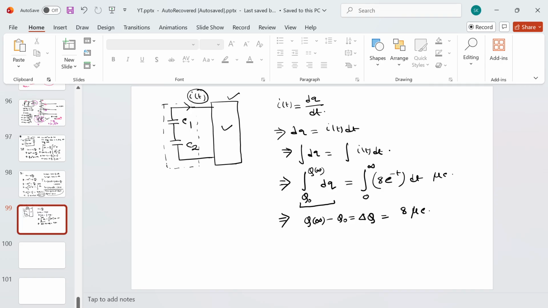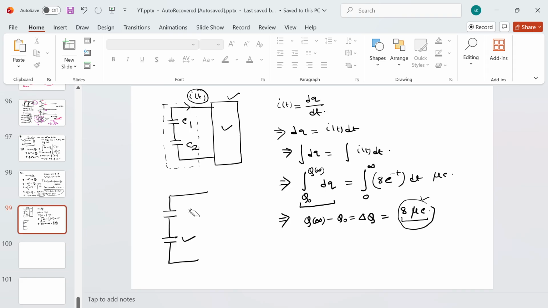So this capacitor is basically transferring this amount of charge, and since these two capacitors are in series, if this particular capacitor is delivering 8 microcoulomb of charge, this other capacitor will also deliver the same amount of charge because both are in series. So C1 and C2 both need to deliver this amount of charge.